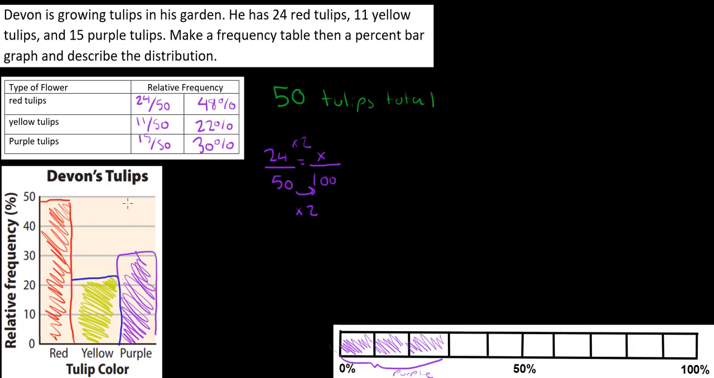Next we have our red. Let's do our red next. Actually, let's do our yellow so that we could just end it with our red. Our yellow is going to be 22. So 10, 20, and then it's going to be a little bit over 50. All right, so this will be our 22.